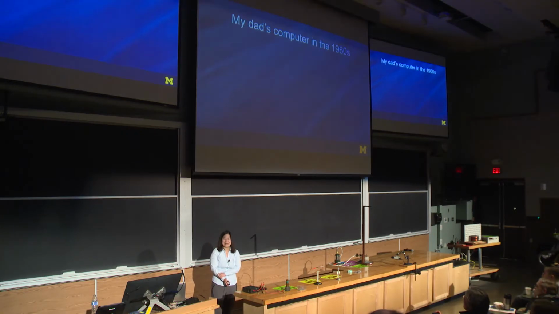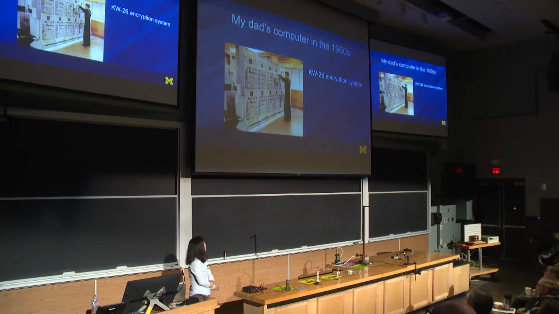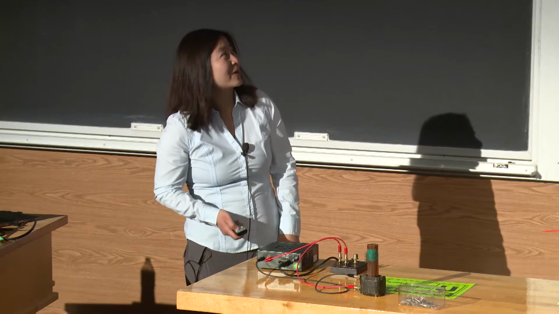I also asked my dad what his first experience with a computer was. He worked in the US Army, and he worked with this KW-26 encryption system. This is not his picture; this was from an NSA brochure. But you can see that this was a large machine, and it used vacuum tubes, and it also used magnetic core memory. And so this is why I wanted to talk about the role that magnets play with computers, because magnets have been very important for helping computers work for a long time.